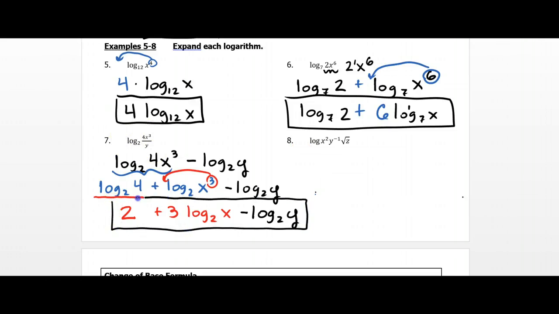So again, no exponents in your arguments. No products or quotients in your arguments either. Every argument is a single variable or a single number.